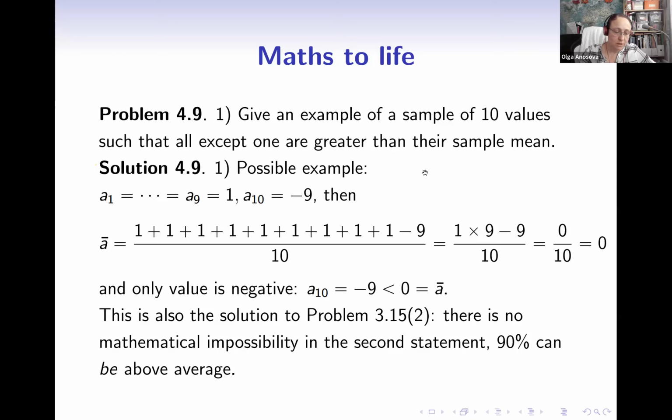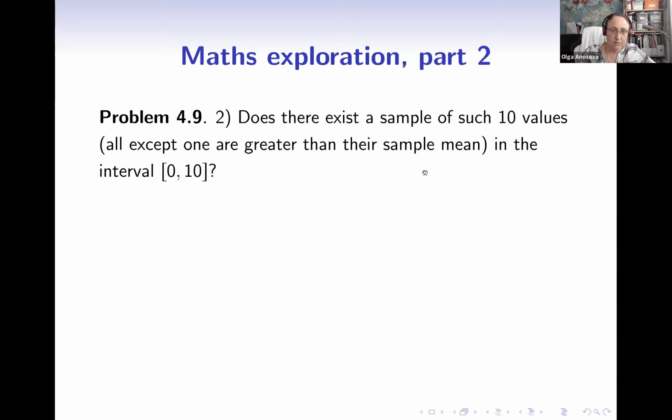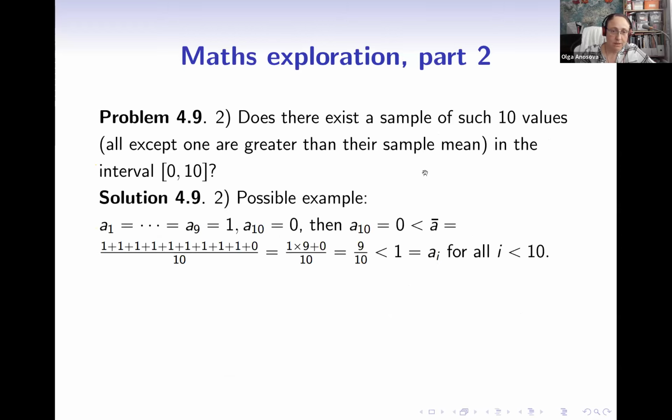So the obvious question is, what will happen if we restrict ourselves to the interval from 0 to 10? But actually, your examples are answering that question already. It is also possible to give such an example in this case as well. So 9 are equal to 1, and 1 is equal to 0. Then the same thing happens: 9 of them, or 90%, are above average, and just one bad apple spoils everything, spoils the barrel.